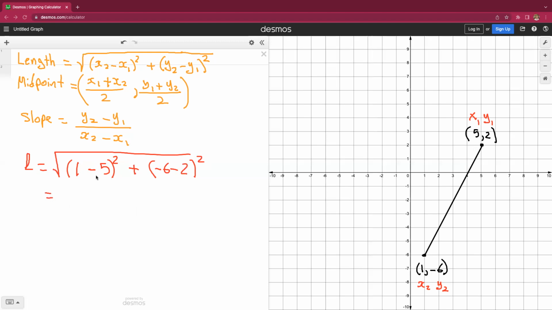Now 1 minus 5 is -4. When you square a -4, you get positive 16. Pay attention to this, okay? Whenever you square a negative, it becomes a positive. So 1 minus 5 is -4, and -4 squared is 16. Plus, this is -6 minus 2, that's -8. When you square a negative again, it becomes positive. 8 squared is 64. So you get 64 here. And therefore, the square root of that. If you add this, you get 80. So that's the square root of 80, which you could put into your calculator.